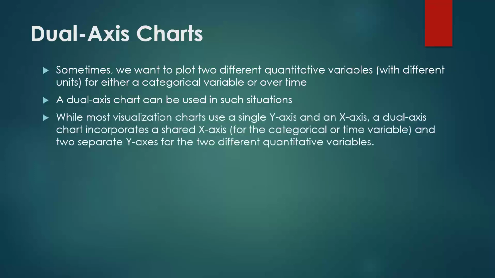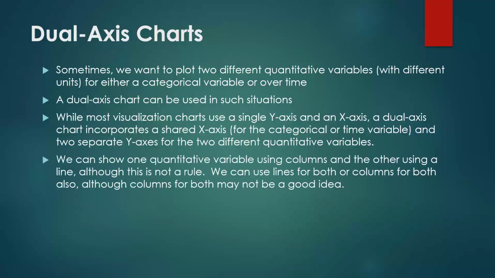While most visualization charts use a single y-axis and a single x-axis, a dual axis chart incorporates a shared x-axis for the categorical or the time variable, and two separate y-axes for the two different quantitative variables. So we can show one quantitative variable using columns and the other using a line.